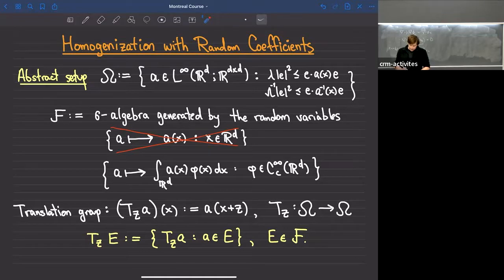So the setup is we're going to look at the set of all coefficient fields. Sometimes when people do this, they work with a very abstract probability space. I'm going to work with a very concrete probability space, in the sense that the set of outcomes is the set of coefficient fields. So my set is the set of all A, which are L infinity functions from R^d, valued in the d by d matrices, such that almost everywhere in x, the same ellipticity that I wrote before holds.